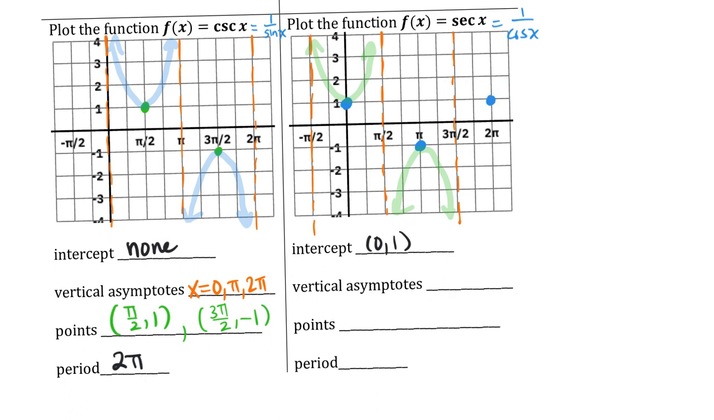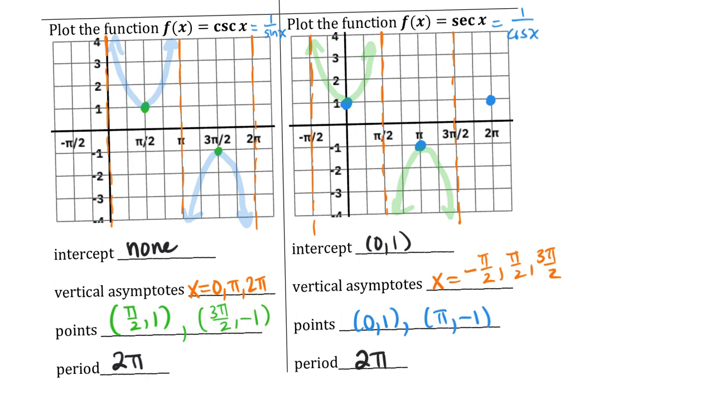Okay, my vertical asymptotes, there's an infinite number, but the ones I used were -pi over 2, pi over 2, and 3 pi over 2. And then two important points are going to be (0, 1) and (pi, -1). Since the period of cosine is 2 pi, the period of secant is also 2 pi.